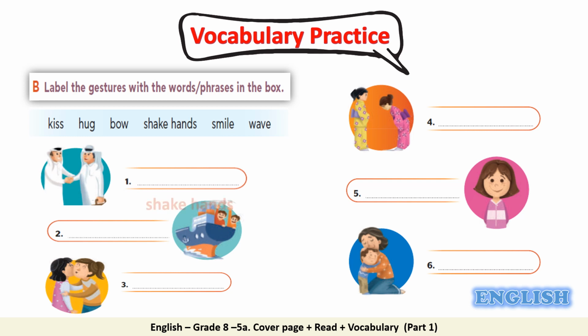Number 1 is excellent. Shake hands. Number 2 is correct. Wave. Number 3 is you are amazing. Kiss. Number 4 is that's right. Bow. Number 5 is well done. Smile. And the last one, correct. Hug. Great job.